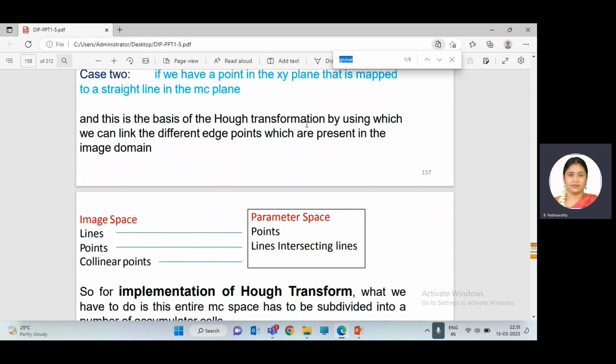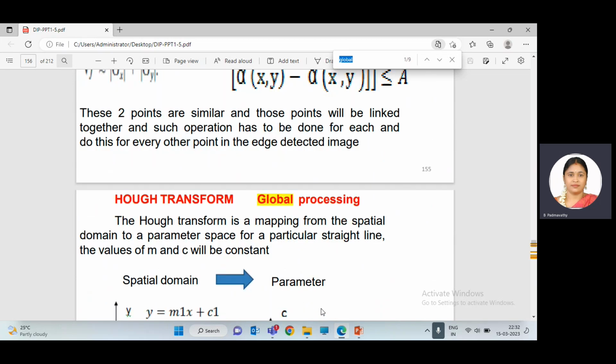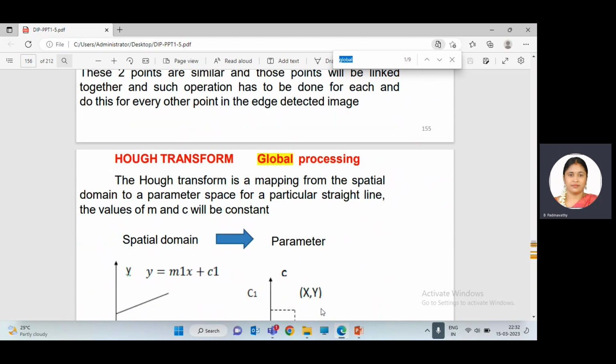Now consider the Hough transform. Before that, we need to understand what image space and parameter space are. Image spaces are lines, points, and collinear points, whereas the parameter spaces are only points and lines of intersection. The implementation of the Hough transform is that the entire mc space is subdivided into a number of accumulator cells. So this constitutes global processing using the Hough transform.